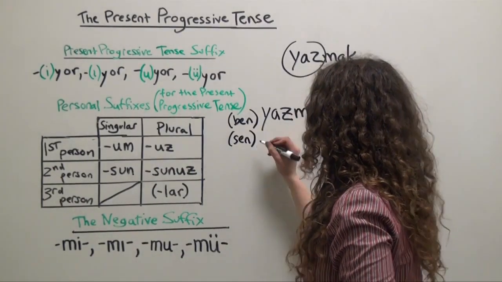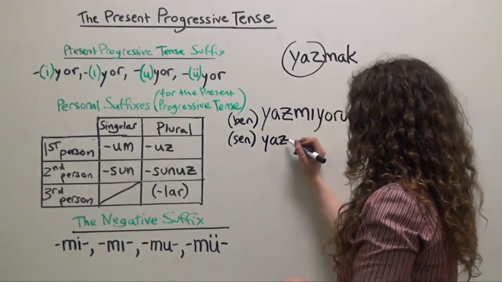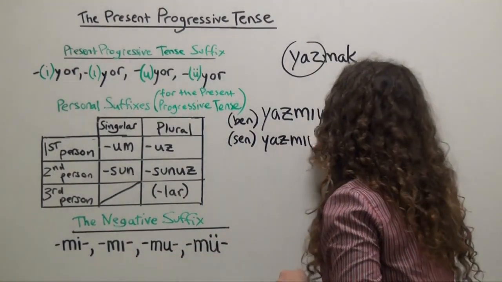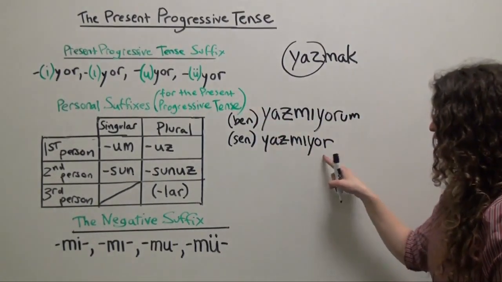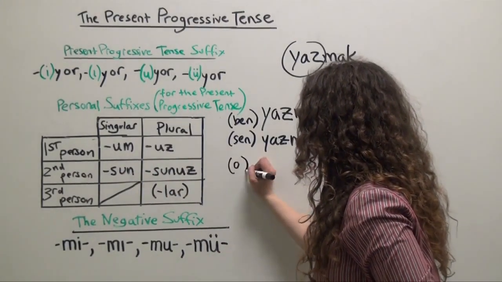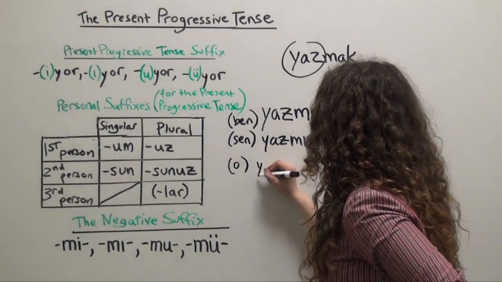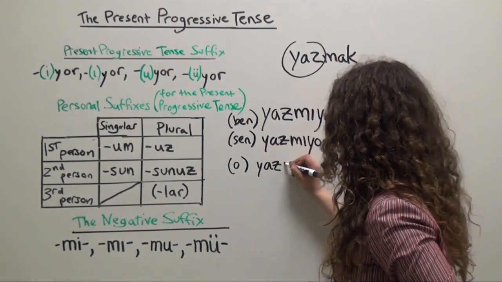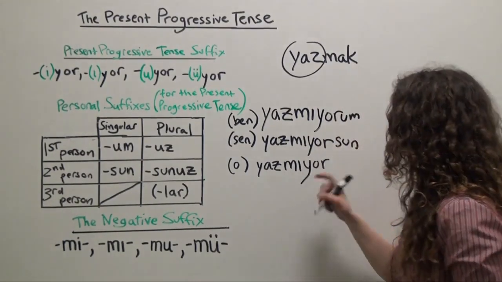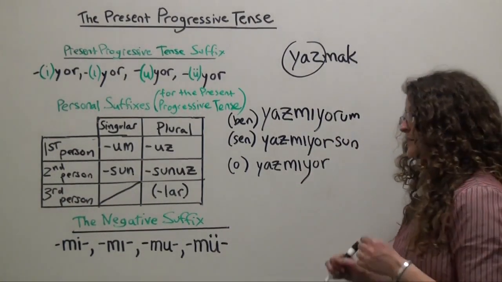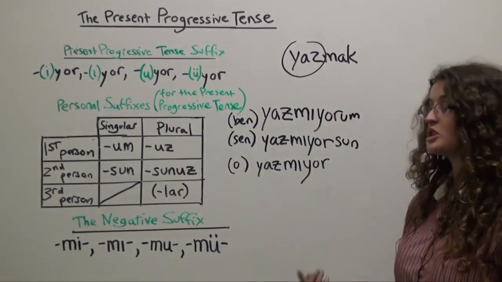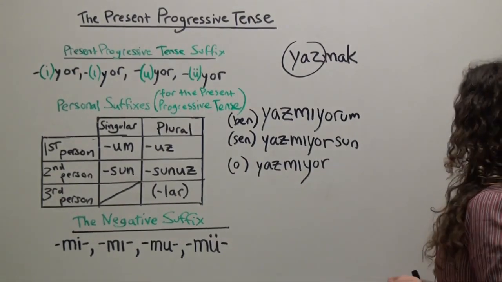Sen, you singular: yaz, verb stem, mı, negative suffix that's appropriate according to vowel harmony, yor, present progressive tense suffix, sun, personal suffix. For he, she, or it, o, we're just going to put verb stem, negative suffix, yaz, mı, present progressive tense suffix, yor, and we can stop there because we don't have a personal suffix we need to add. So, o yazmıyor, he or she or it does not write or is not writing.